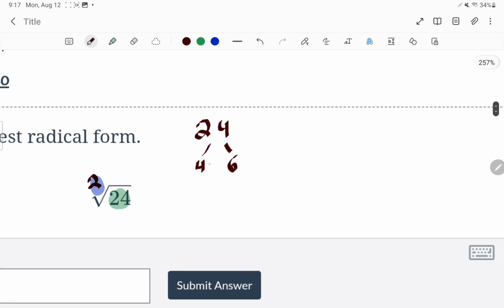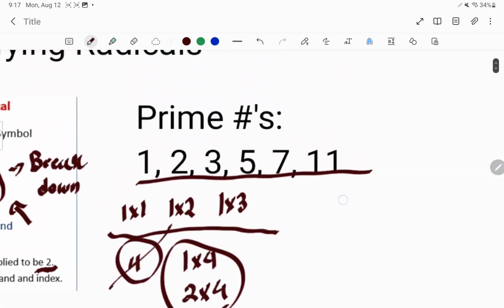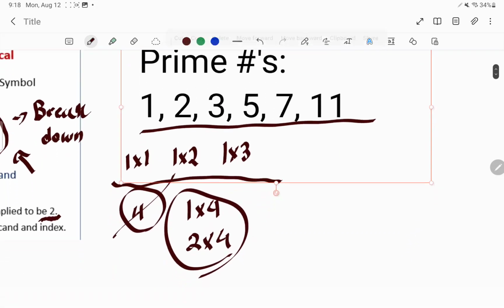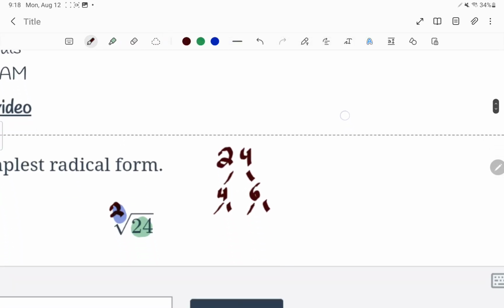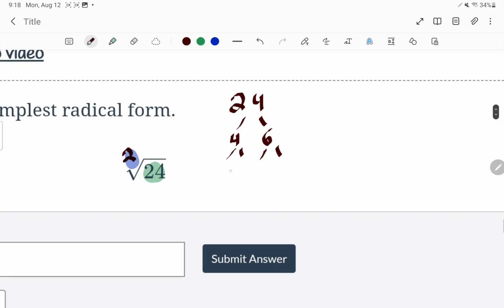So I know 4 and 6 are not prime numbers. Whenever you're breaking down a number, you always want to go down to your prime numbers. Right now, I don't have any prime numbers yet, so I still have to go down. If you forget what your prime numbers are, I have them right here. If you get to those, then you know you need to stop. Right here, we have 4 and 6. Those are not part of the prime numbers, so I'm going to keep going. So it's going to be 2, 2, and then 6 gives me 2 and 3. Now I know all of those numbers are prime, so I know I need to stop.